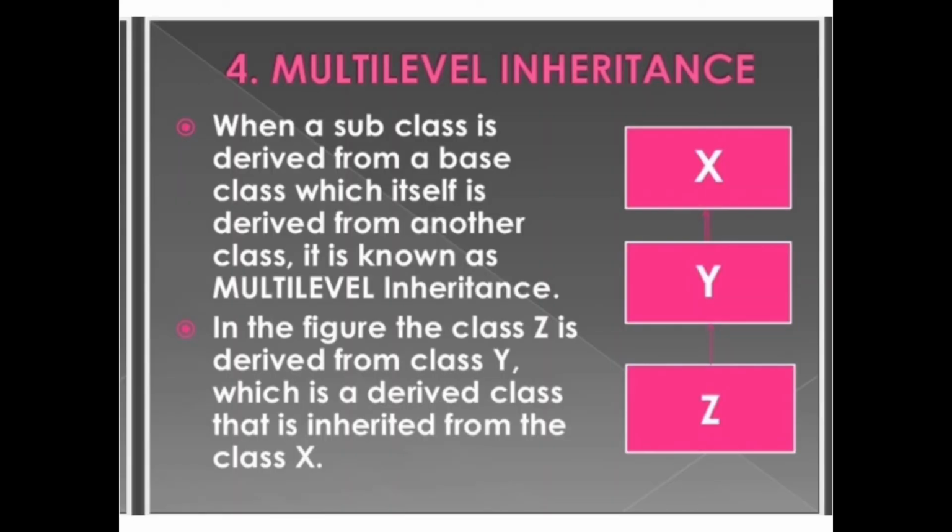Fourth one is multi-level inheritance. When a subclass is derived from a base class which itself is derived from another class, it is known as multi-level inheritance. In the figure, the class Z is derived from class Y, which is a derived class that is inherited from the class X. Here X, Y, Z are the three classes. X is a base class and Y is a subclass. X class properties can be used in the Y class. Thereafter, Y is in turn a superclass, and Y's properties can be used in the Z class. So this is called multi-level inheritance.